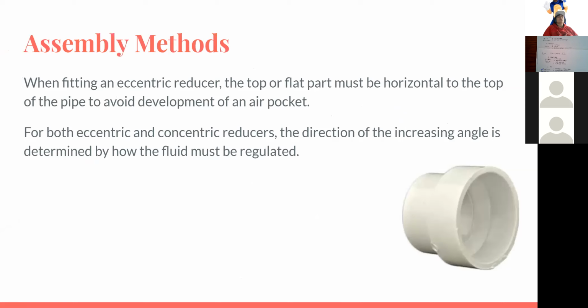Assembly methods. When fitting an eccentric reducer, the top or flat part must be horizontal to the top of the pipe to avoid development of an air pocket. For both eccentric and concentric reducers, the direction of the increasing angle is determined by how the fluid must be regulated.